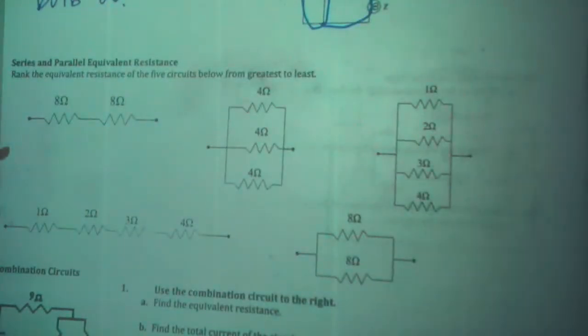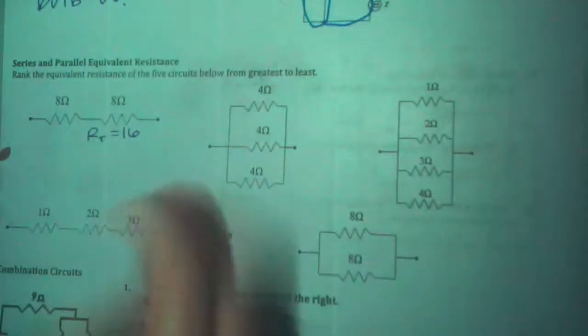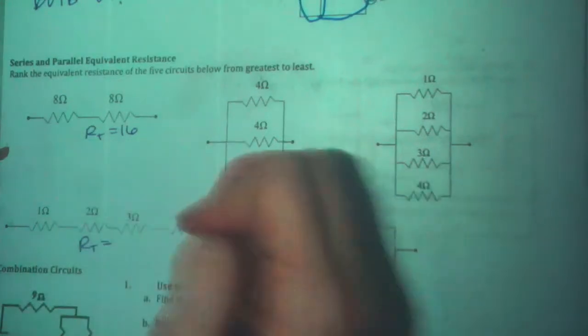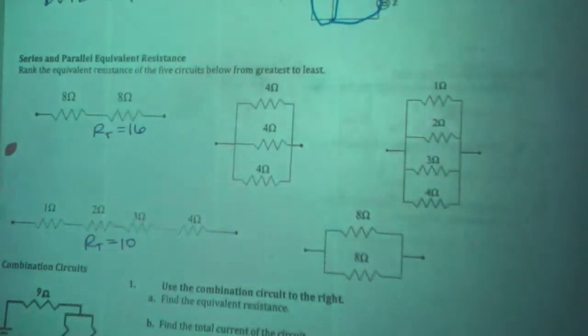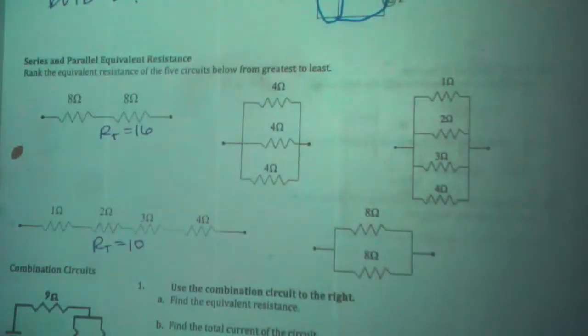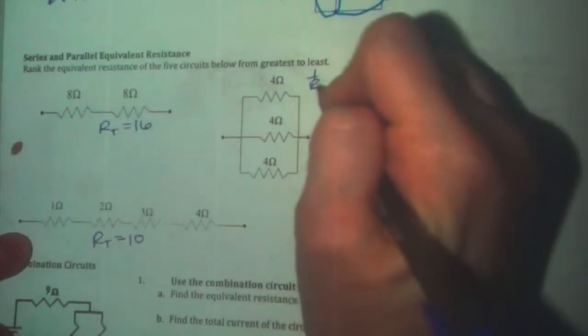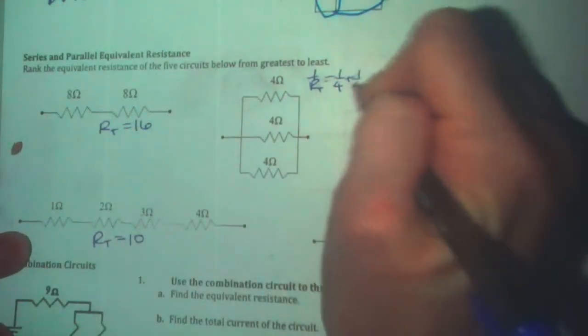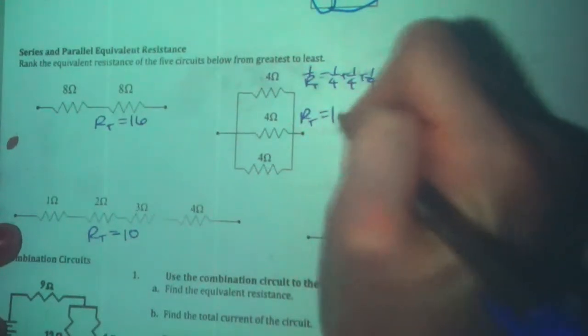Equivalent resistance, so this one you would just straight add, they share the same current, it's 16. Same here, you just straight add, I think you get 10. Yeah. You add up, you get a total resistance of 10. The other 3 have all of their resistances in parallel, so I would have to do the 1 over R total equals 1 over 4 plus 1 over 4 plus 1 over 4, and then 1 over that, and that's going to give me R total is 1.33.